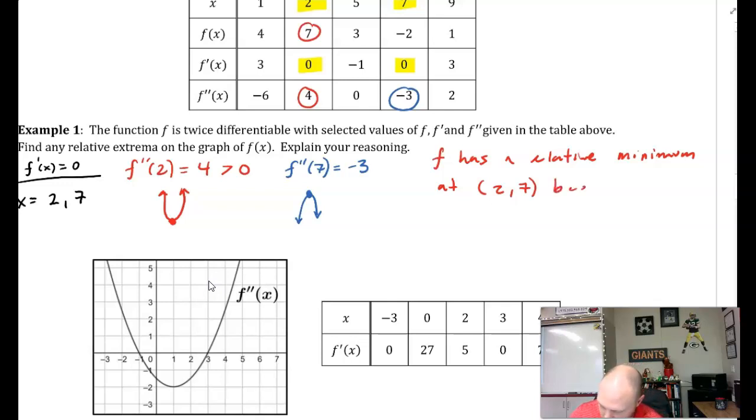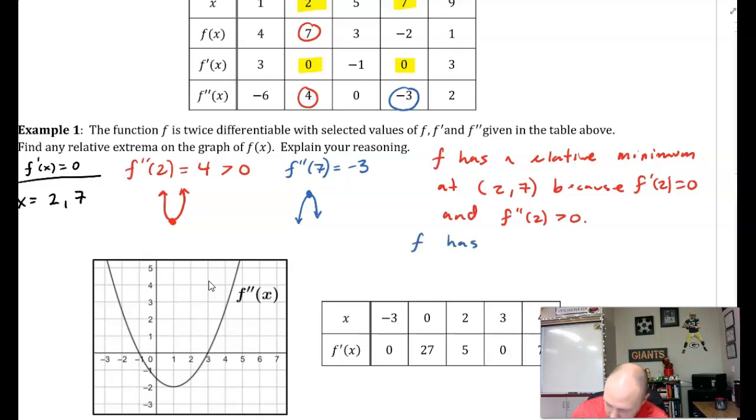Because how do you know this? Because f prime of 2 is equal to 0, and f double prime of 2 is greater than 0. Okay?